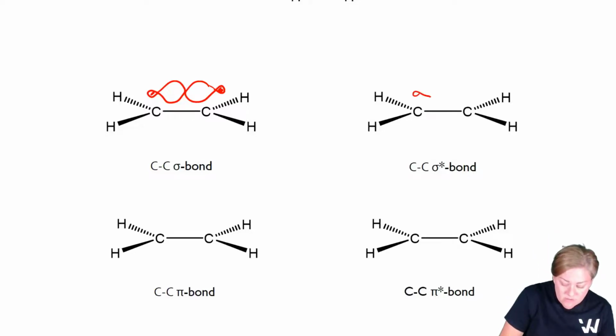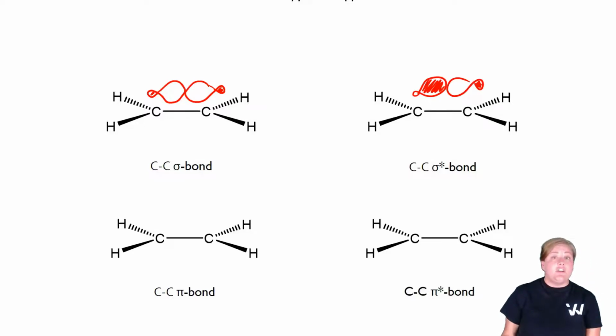The antibonding orbital, of course, will be out of phase, and so it'll look something like this, where we have the two big lobes pointing at each other, but now they are out of phase. One is shaded and one is not. It doesn't matter that I picked the left-hand side to be shaded. It could have been the other. What matters is they're out of phase.